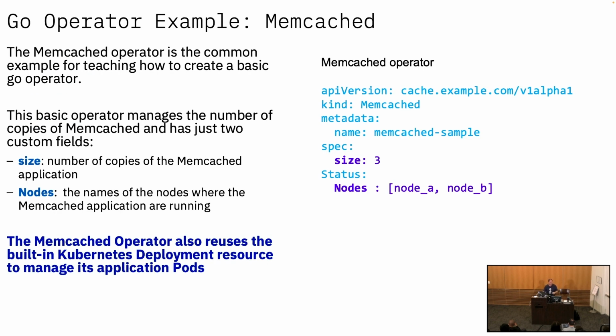But all right, so going back to that memcached example, the memcached operator has two basic fields. It's got a size, the number of copies of memcached that are actually running, and then it's got an output field, status, which is the names of the nodes where the application is running. If you go look at the implementation, this is like the hello world operator. It actually reuses the deployment resource underneath. And so you can see the two fields in purple there, size equals 3 and the nodes, and that's what it would look like.